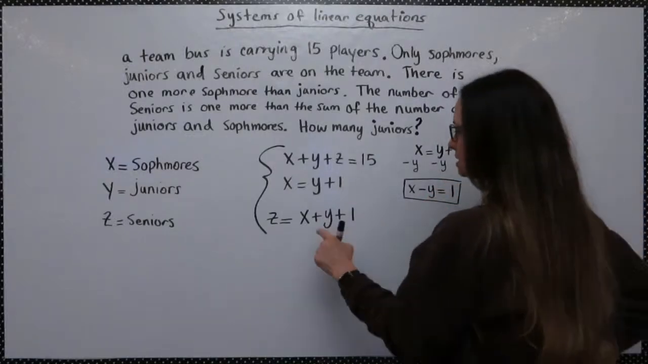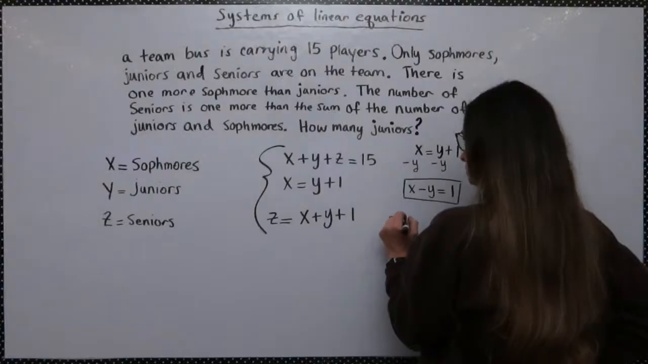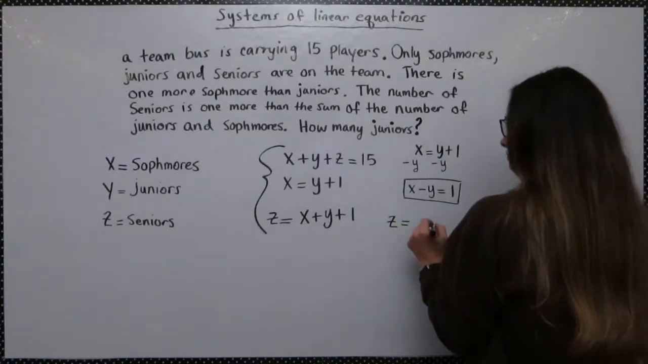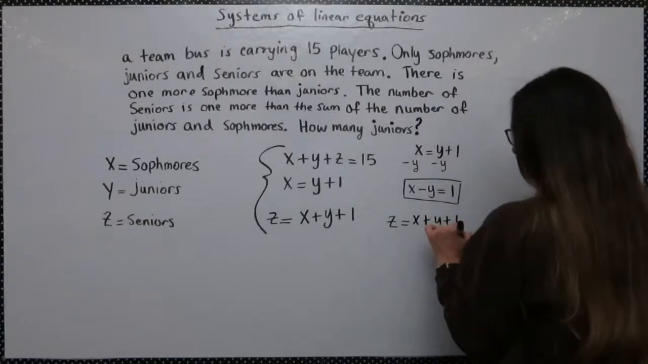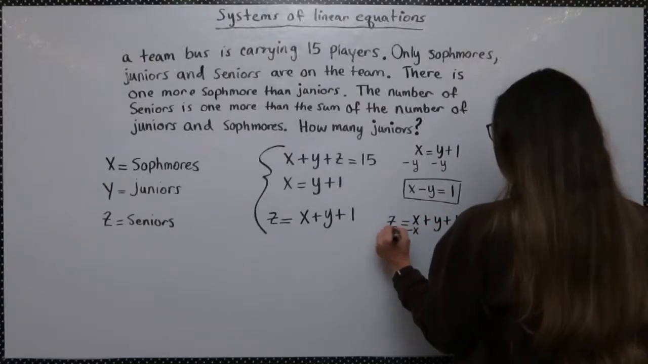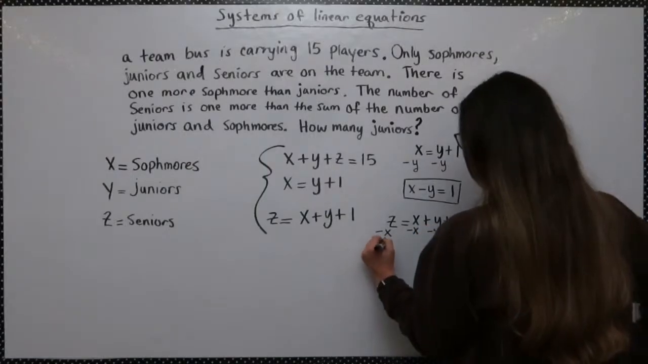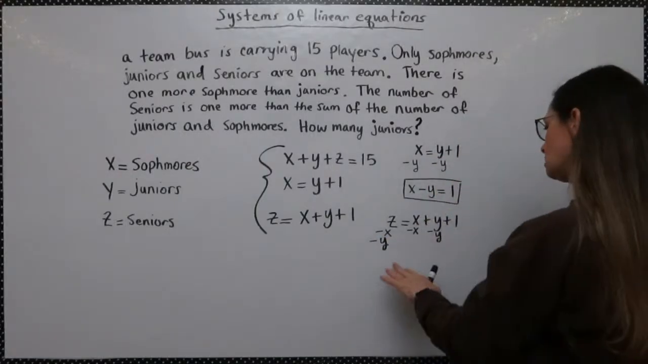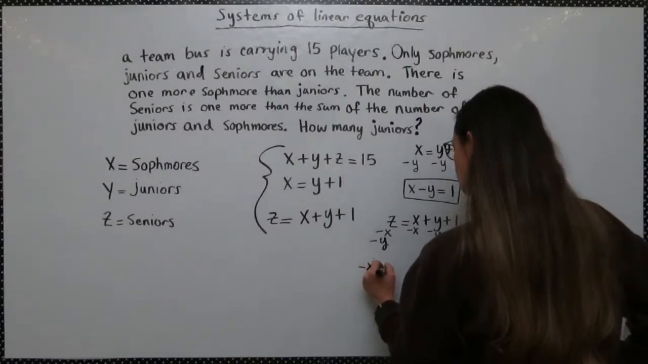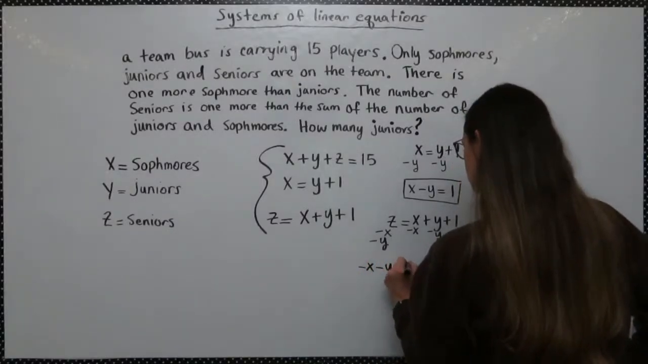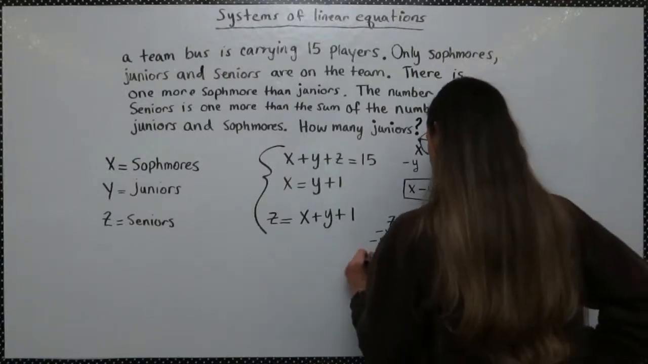And then I want to do the same thing here with this z. So I'm going to rewrite it. z equals x plus y plus 1. So if I subtract x from both sides and y from both sides, I'm going to get negative x minus y plus z equals 1. Okay, and then I'll box that.